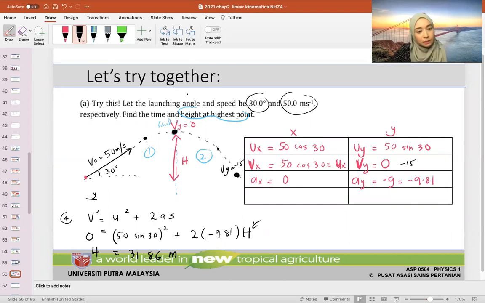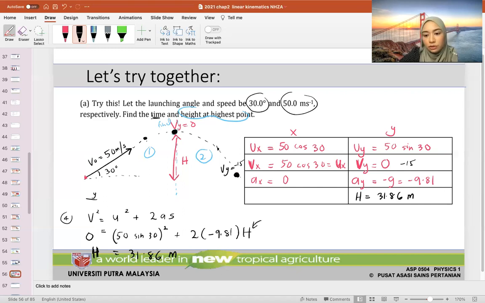Okay, any questions about this part so far? Any questions at all? Do you understand why v equals 0 with H? Okay. Alright, so we found out the maximum height. Yay. So H equals this equation, 31.86 meters. Now it's asking, find the time at the highest point as well. Find the time at the highest point.